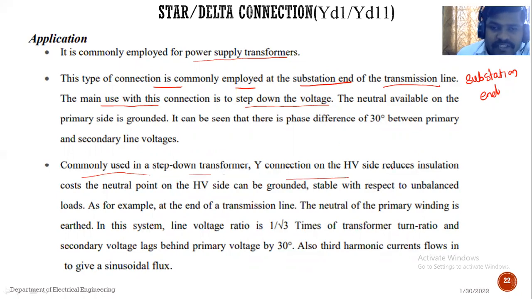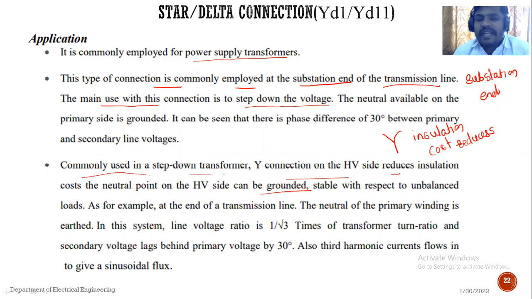Star connection on HV side reduces insulation cost. HV side ला star connection आहे, so that insulation cost will be reduced. It will reduce the insulation cost. The neutral point on HV side can be grounded. Neutral point जो आहे HV side ला तो ground करू शकतो.